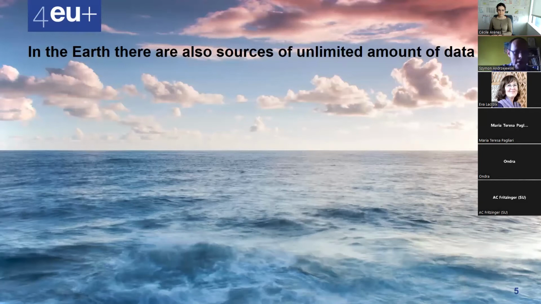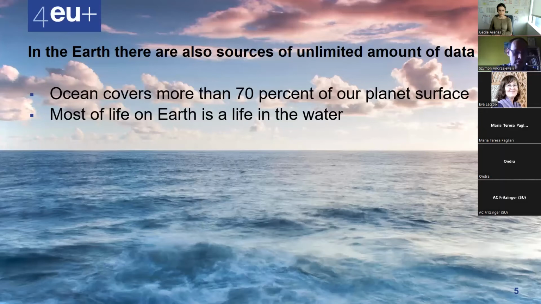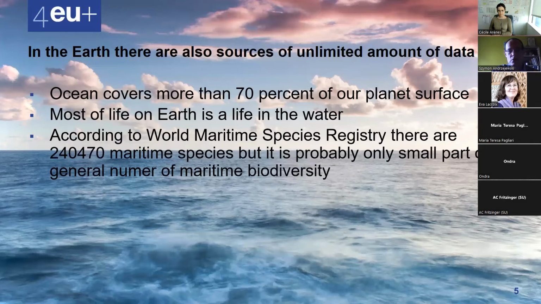So, why should we look at the stars to find a place and an enormous object to research? Why do we think that this place that is still unexplored is so far away? We can see it very close to us, and we're even neighbors of this object. So the ocean covers more than 70% of our planet's surface. Most life on Earth is life in the water, which we don't know how much it is. According to the World Register of Marine Species, there are thousands of marine species that we already know, but it's probably only a small part of the general marine biodiversity.